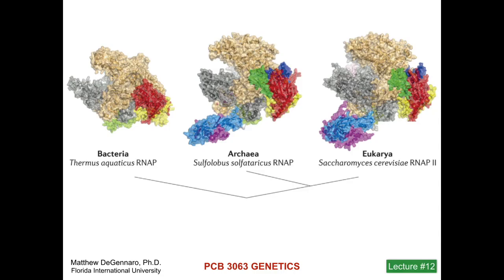Here are the structures of RNA polymerase in the three domains of life: Eubacteria, Archaea, and eukaryotes. Homologous subunits are color-coded and clearly demonstrate the high degree of similarity between all three transcription engines, and in particular, how the archaeal RNA polymerase closely resembles eukaryotic RNA polymerase II.